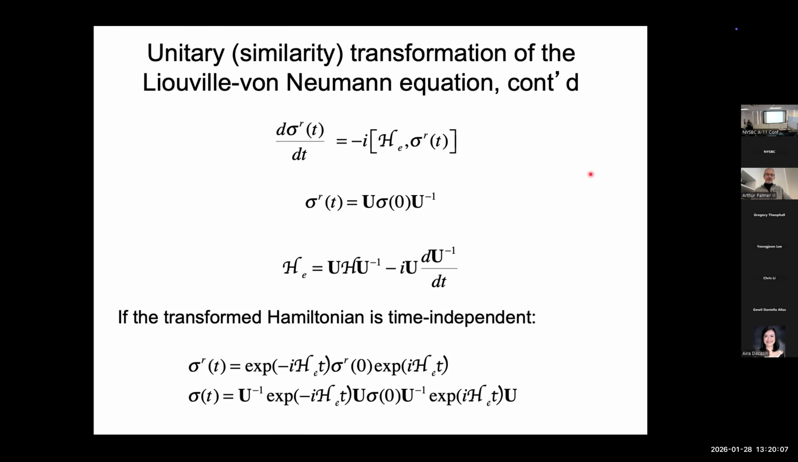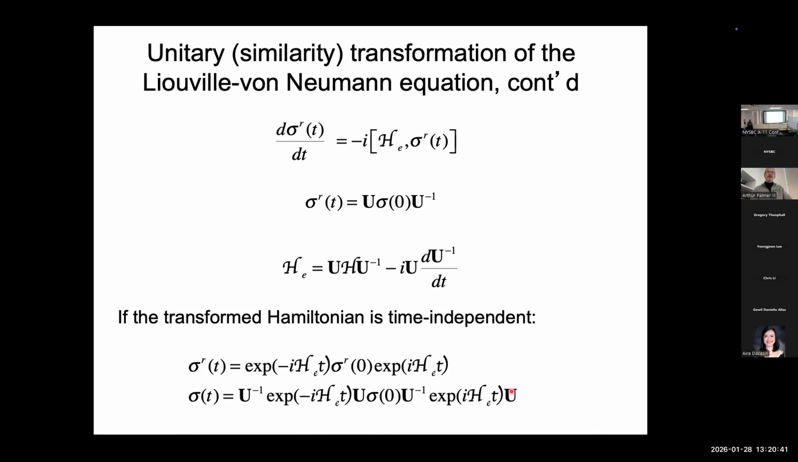So here's the result. If the Hamiltonian is independent of time in the new frame, we can solve for the time dependence in the new frame, and then just undo the transformation U to get back to the original frame. So here we have the Hamiltonian in the original frame. We transform it to the new frame. We solve in the new frame using the effective Hamiltonian, and then we transform back to the original frame.